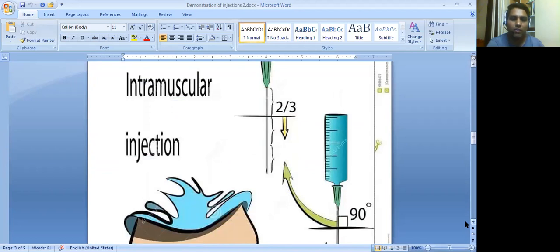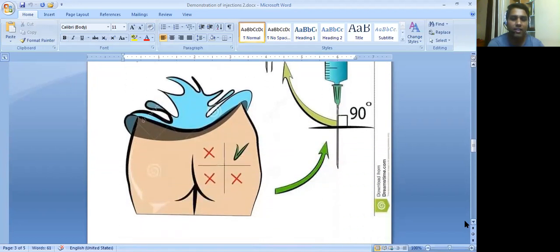Now whenever we are pushing the needle inside the skin, first of all it should be at 90 degrees. Then how much of the needle should be inserted inside the skin? Initially, 2/3 of the needle should be inserted inside the skin.